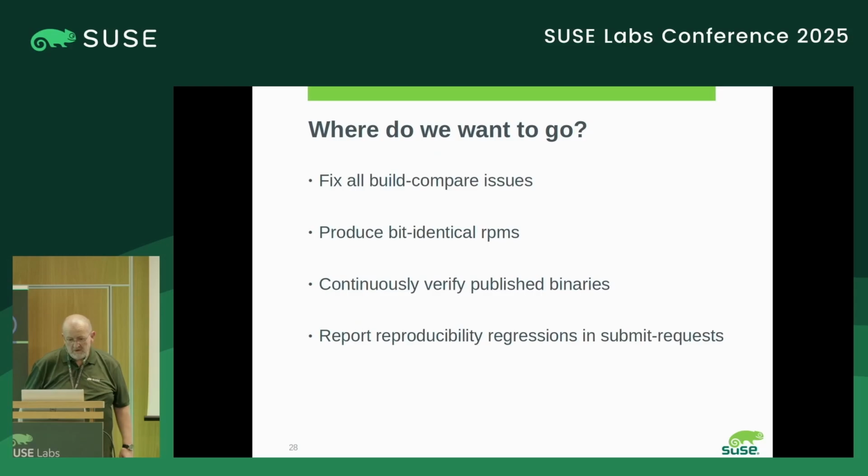So now, where we want to go. In Factory, we want to fix all build compare issues, because it's build compare that determines whether we declare the package being equal to the previous build. Then produce bit identical RPMs, and then continually verify published binaries for reproducibility to see whether we didn't regress. And when there is a submit request, to try to see whether the submit didn't create reproducibility issues. Not everything is done automatically, but it's done.